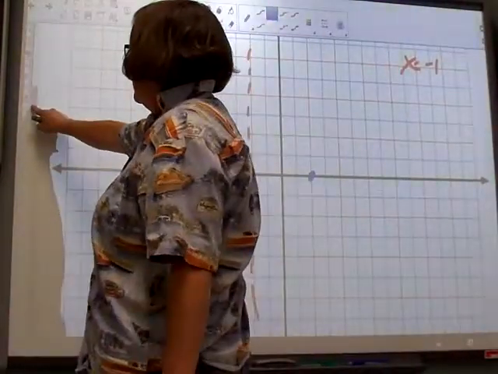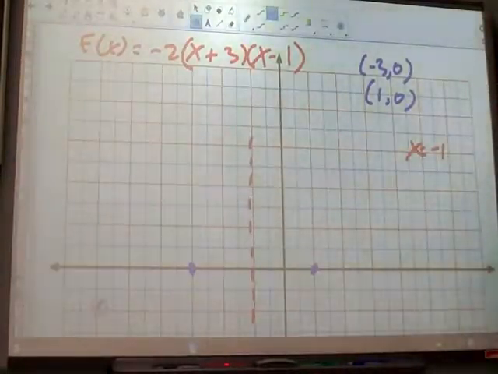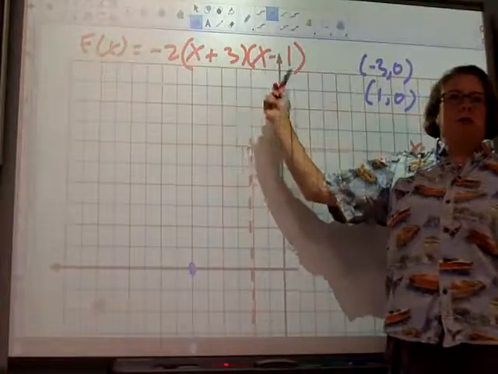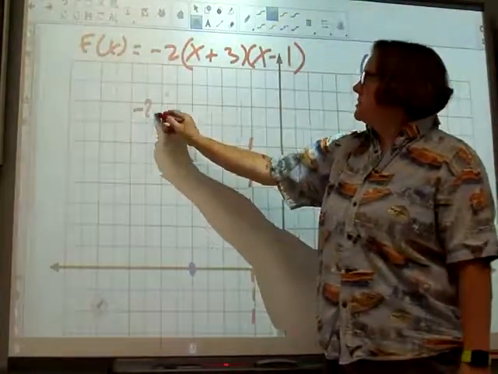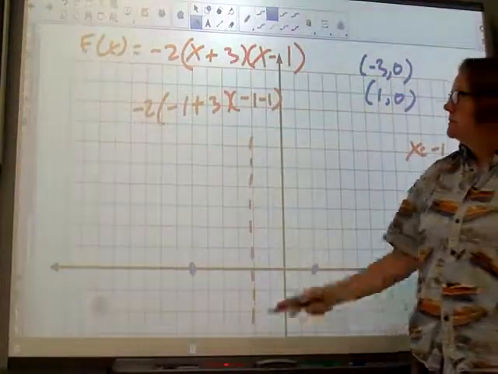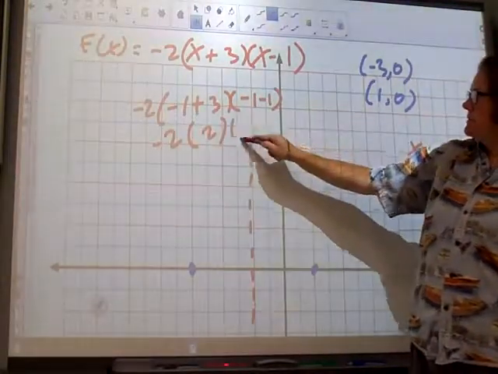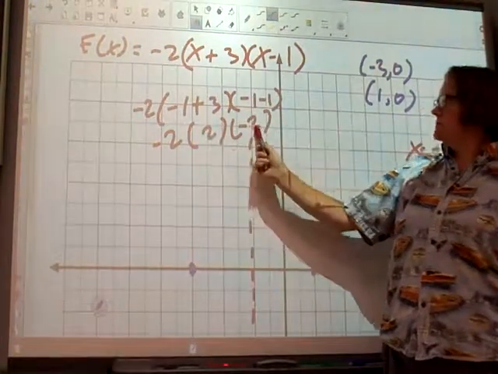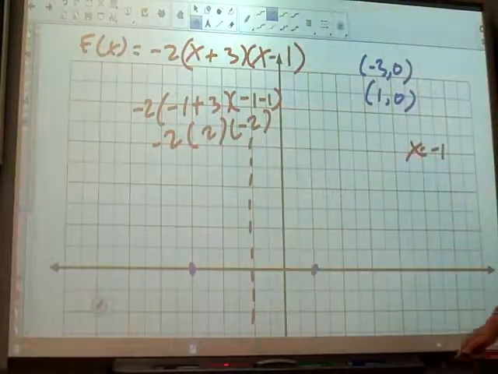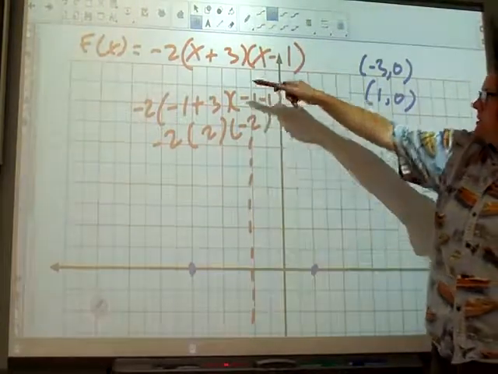Okay? But I don't know how high or how low I got to go. So what can I do to figure out how low? I got to plug this negative 1 in for both of those and solve. So I'm going to do negative 2 times negative 1 plus 3 times negative 1 minus 1. So that is 2. That is negative 2. 2 times 2 is 4 times 2 is 8. Right? Negative times negative is positive. So it's got to be at up 8. 1, 2, 3.